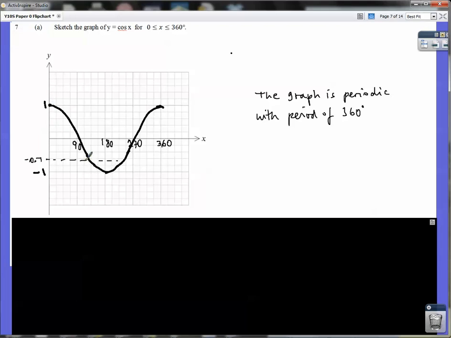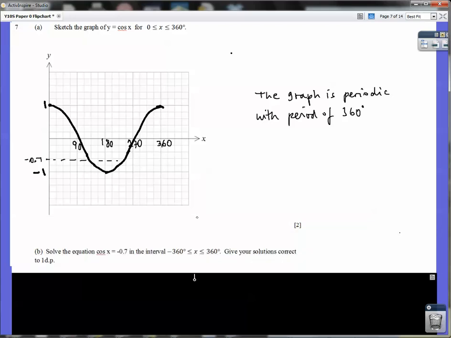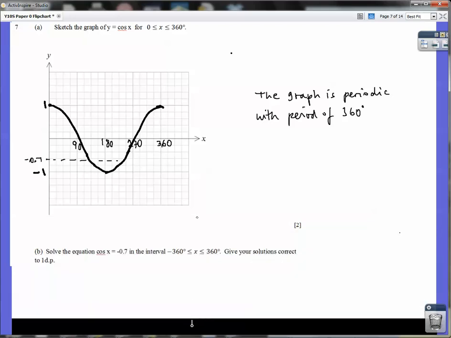So as you're drawing it, you really want to make sure that your pencil is going in a horizontal direction at the lowest points. You'll find it much easier then to get the shape right. So that's the first part. And part B is helped by the graph from part A. The intention was that part A leads to part B.